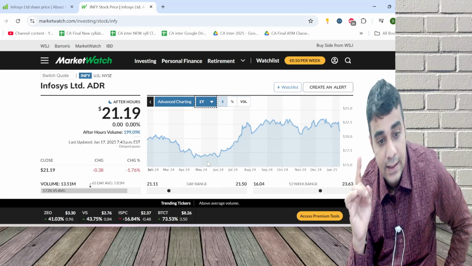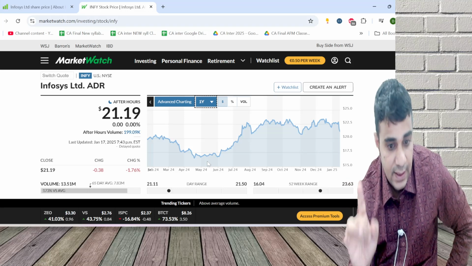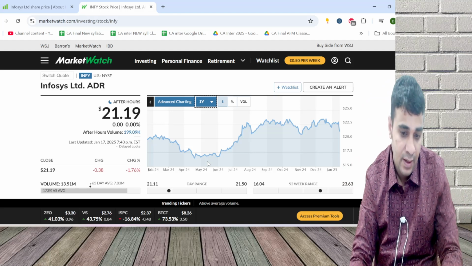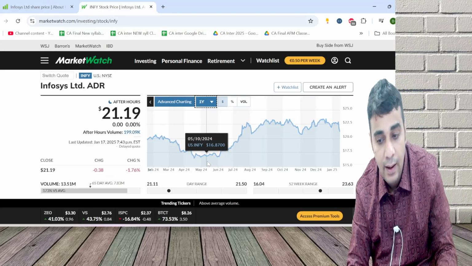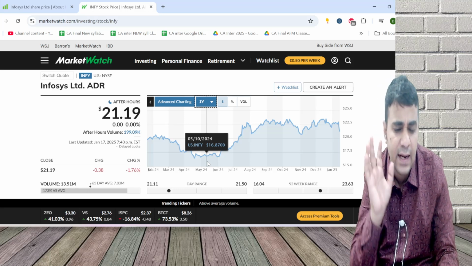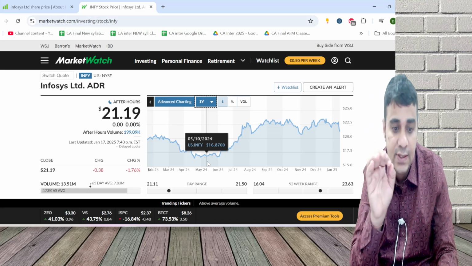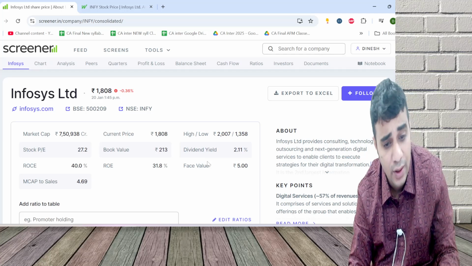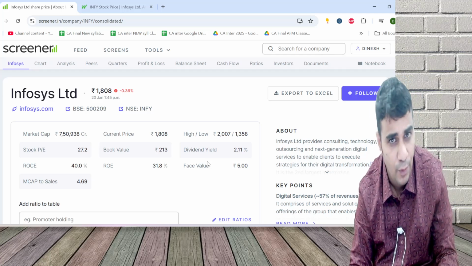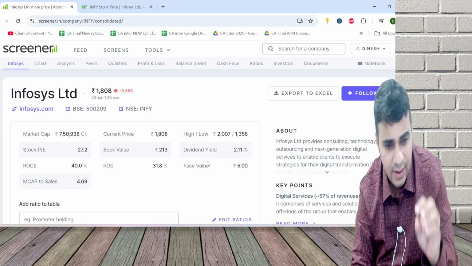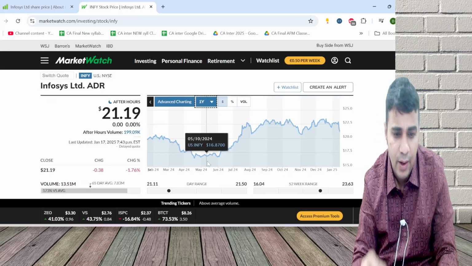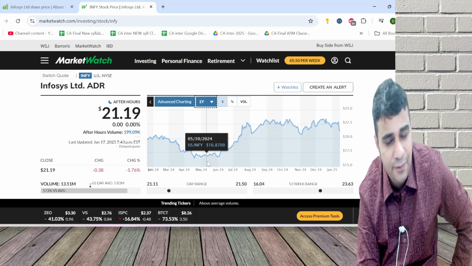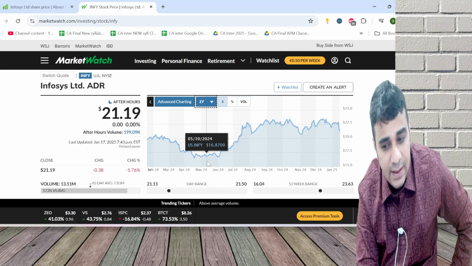ADR is an American Depository Receipt, listed in USA. Trade will happen in USA for this, and here trade will happen in India. Both the graphs are exactly similar. This is $21, and this is 1808 rupees, maybe 1 is to 1. It could be one share equal to one ADR, 1808 in India and around $21, which if you multiply with 80, 83, or 84, you may get the same rate.